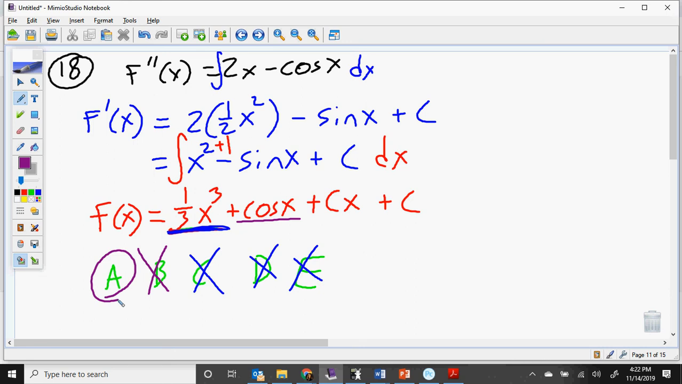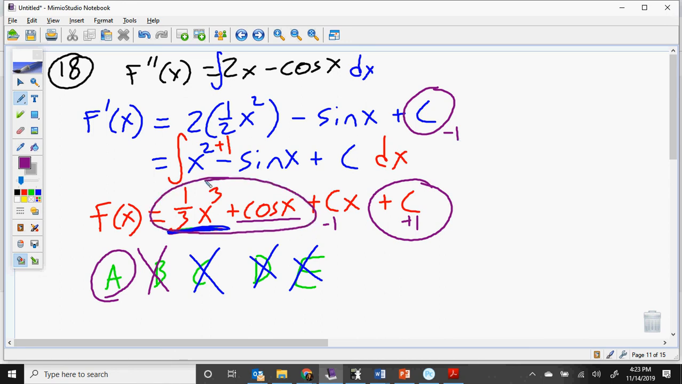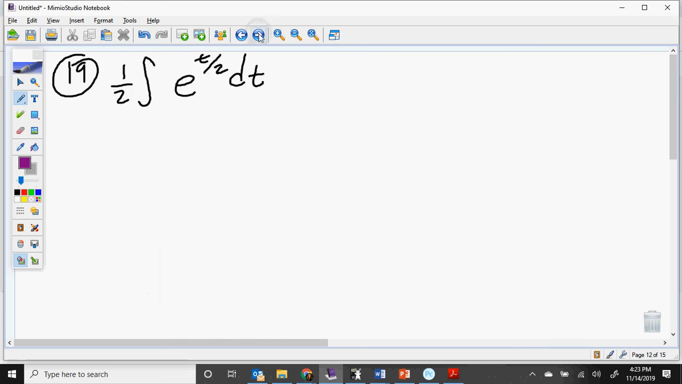And so for A, they said that C would be -1 and this C would be +1. Well, I could make those C's whatever I wanted, and of course this C and this C are different, or don't have to be the same, and they made them different C's. As it turned out, I didn't even need to know that part. All I had to do was look at that to get the correct answer. Right. Move on to number 19.